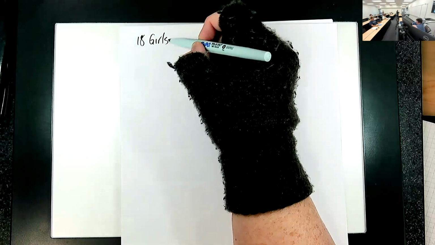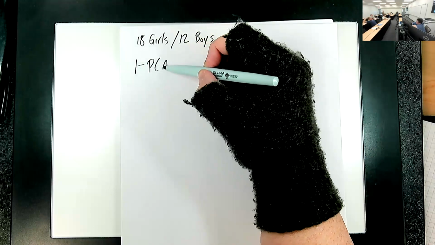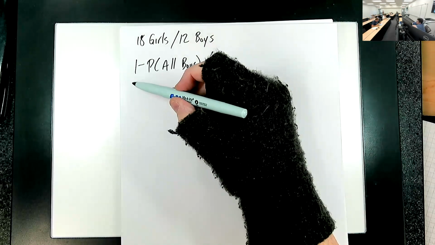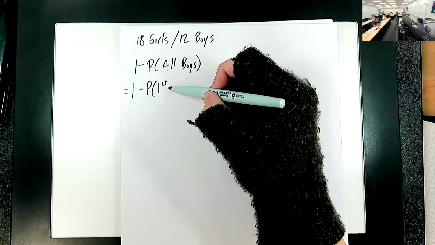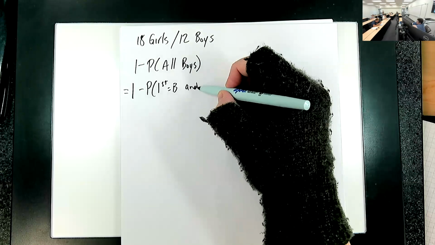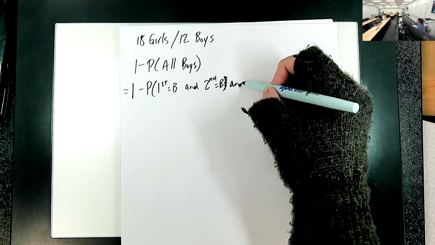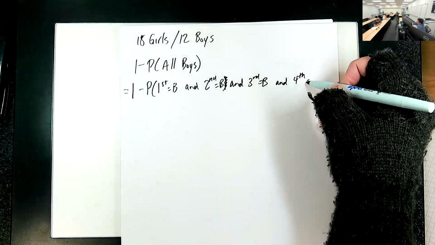All right, so back to the boys and girls. We had, what was it? How many girls? How many boys? 18 girls, 12 boys. And we were doing the 1 minus the probability that all are boys. Which means, if I spell it out, 1 minus the probability that my first pick is a boy, and my second pick is a boy, and my third pick is a boy, and my fourth pick is a boy.